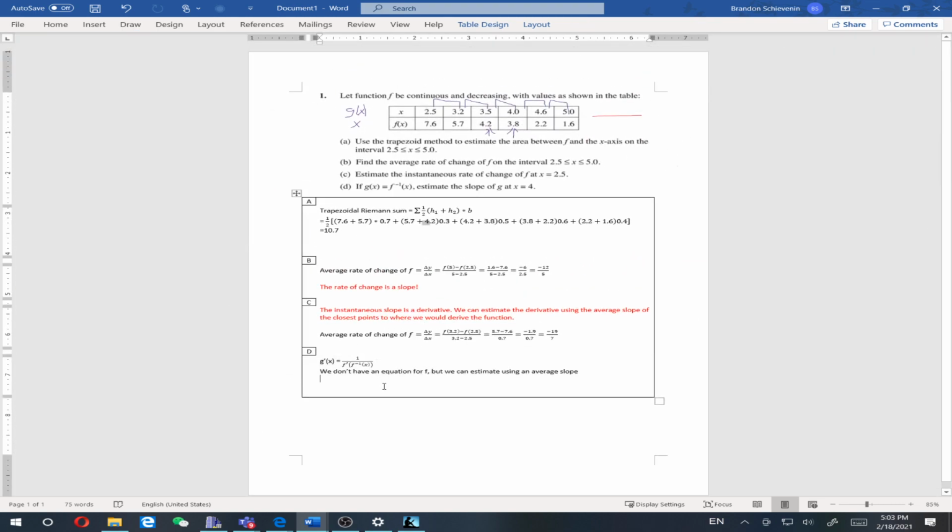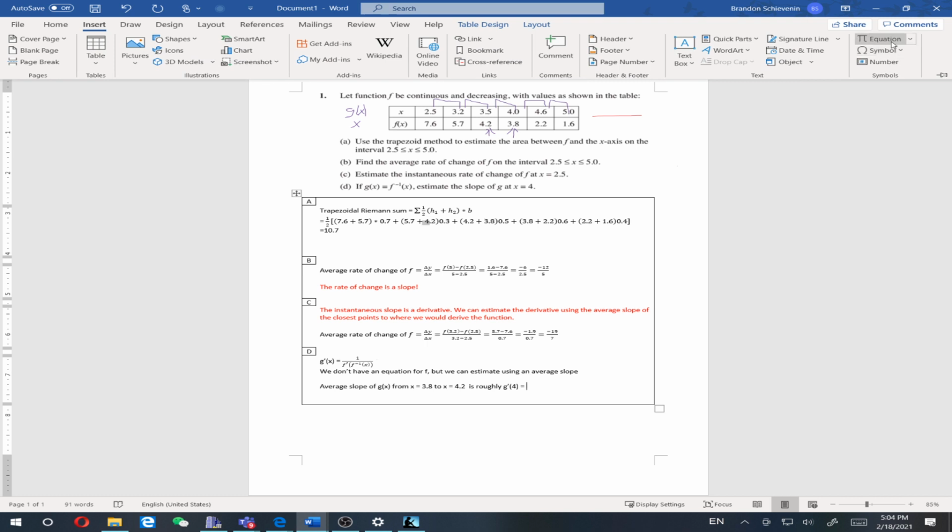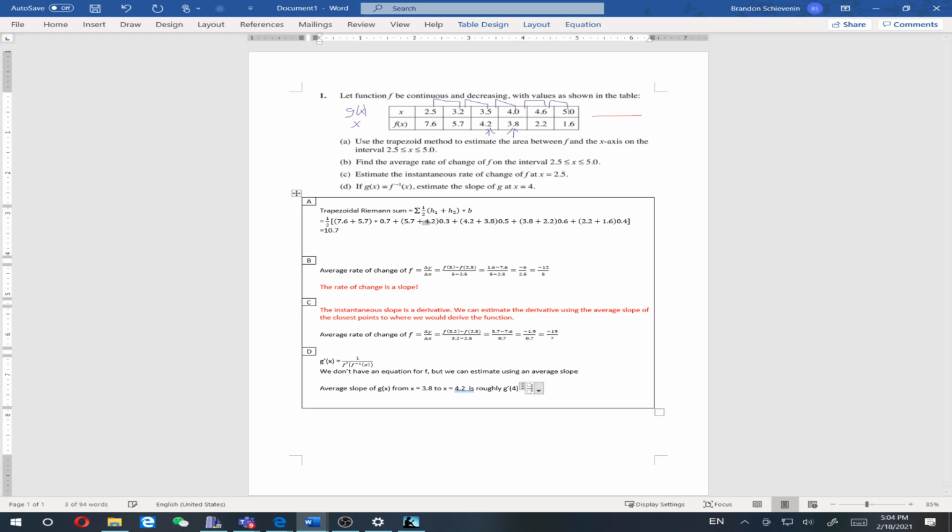So this is going to be average slope of g of x from x equals 3.8 to x equals 4.2 is roughly g prime at 4, which equals this. G at 4.2 minus g at 3.8 over 4.2 minus 3.8. G at 4.2 was 3.5, g at 3.8 was 4.